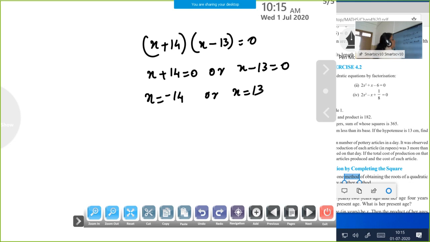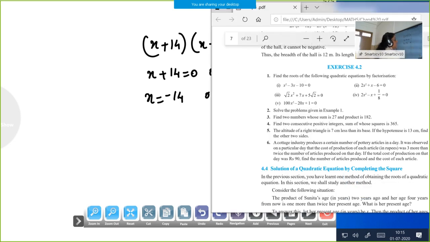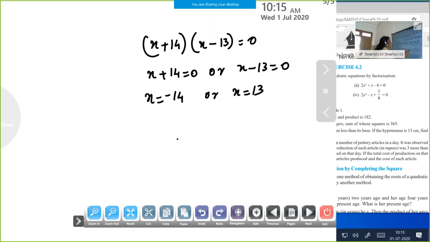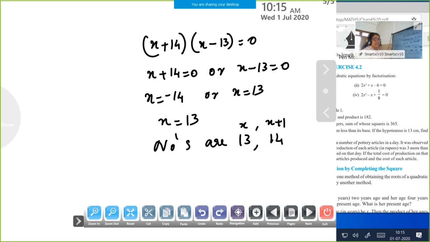Clear? Okay. According to our question, given that the consecutive positive integers, the two numbers are positive. That means x is equal to 13. So the numbers are 13 and 13 plus 1, that is 14. The numbers are x and x plus 1: 13, 13 plus 1. Clear?